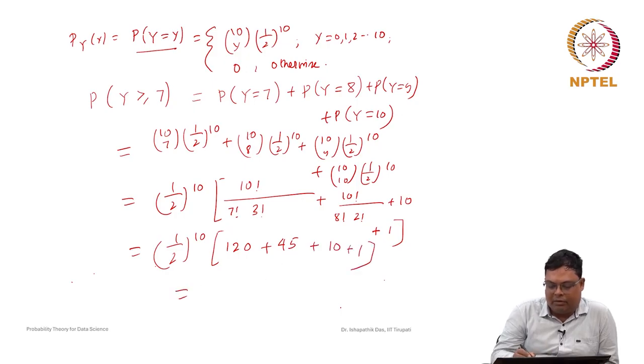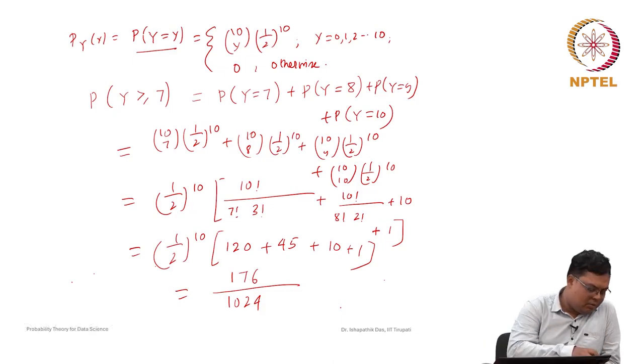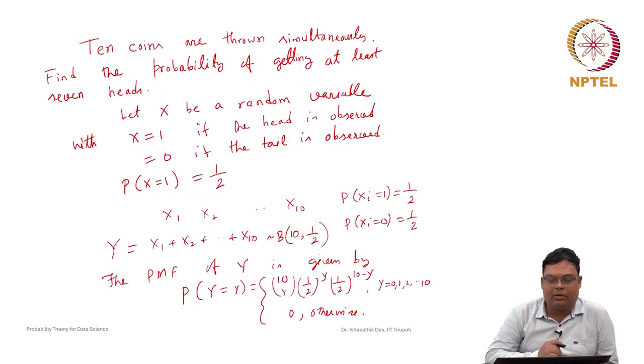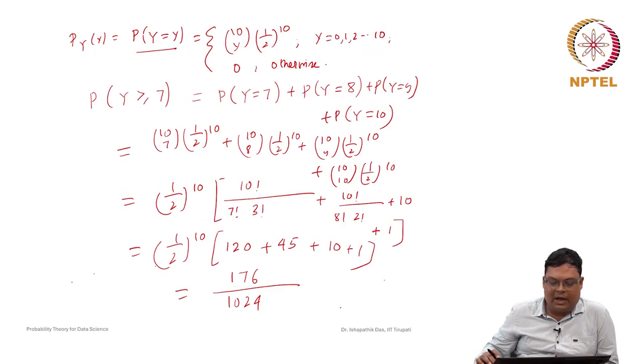Then you just add those things. How much is it coming? 1 by 2 to the power 10, we check it, is 1024, and the sum is 120 plus 45 is 165, plus 10 is 175, plus 1 is 176. So, this is coming 176 by 1024. This is the probability we are finding. So, when 10 coins are thrown simultaneously, the probability of getting at least 7 heads is 176 by 1024.